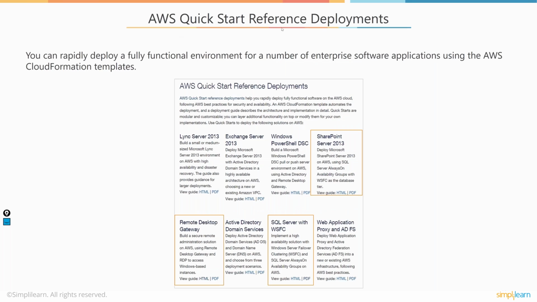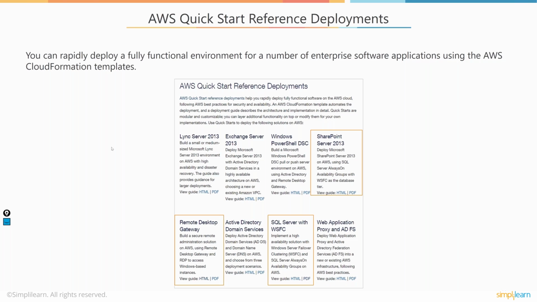You can also use a quick reference deployment in AWS. Basically, you can choose what you want, and it will spin up the whole environment for you. The white papers will show you how it's being done. So you can have a Lync server, you can have an Exchange server, you can have a remote desktop, and it will show how people did it.